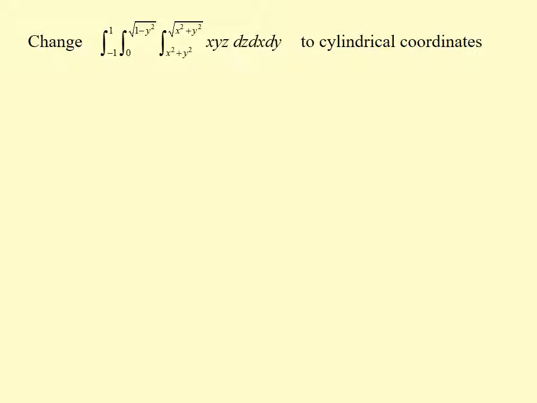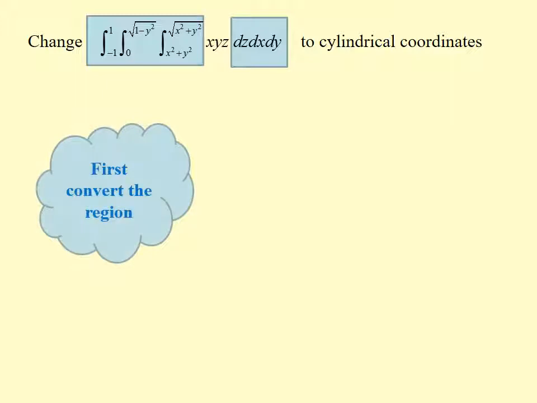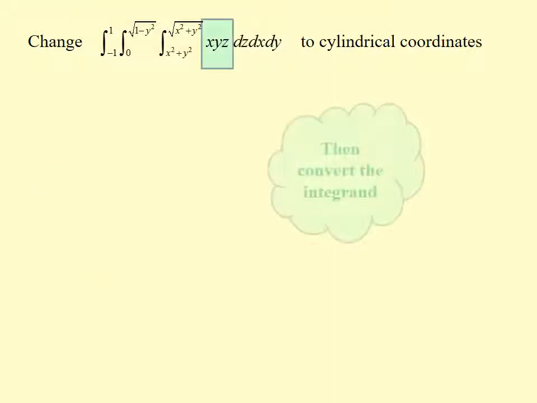So finally, we want to see how we convert an integral given in rectangular coordinates to cylindrical coordinates. Now, this is a two-step process. We want to begin by converting the region. Then we want to convert the integrand.